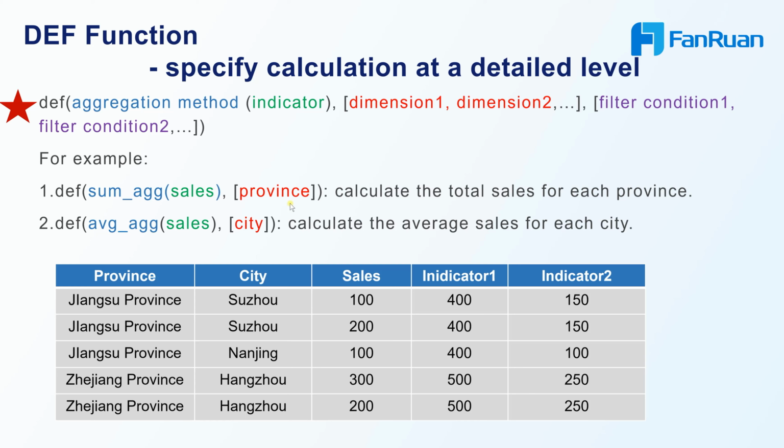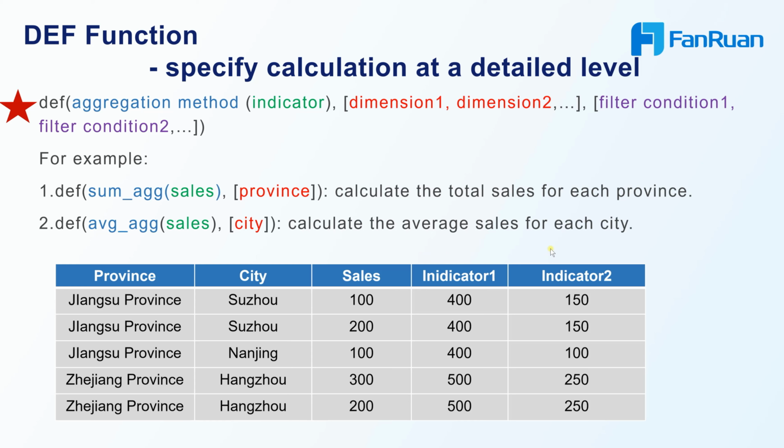Let's look at an example. The first example is define some AGG sales province. This means we're aggregating the sales by province. For example, if the province Jiangsu has 3 rows, we sum up the sales for these rows. 100 plus 200 plus 100 is equal to 400. The result of this aggregation will be output in every row, which may lead to data inflation if not handled properly. The second example is define average AGG sales city. This means we're calculating the average sales by city. For example, if the city Suzhou has 2 rows with sales of 100 and 200, the average is 150.